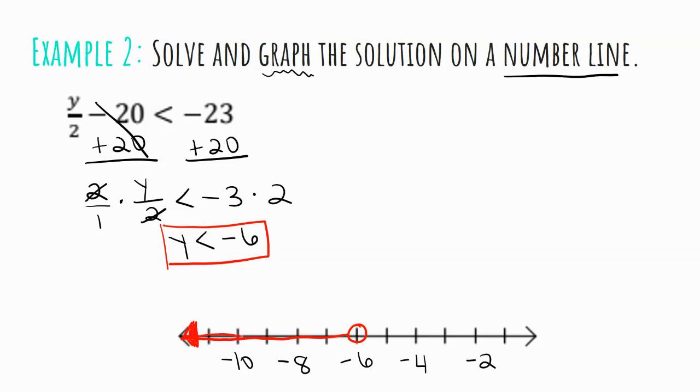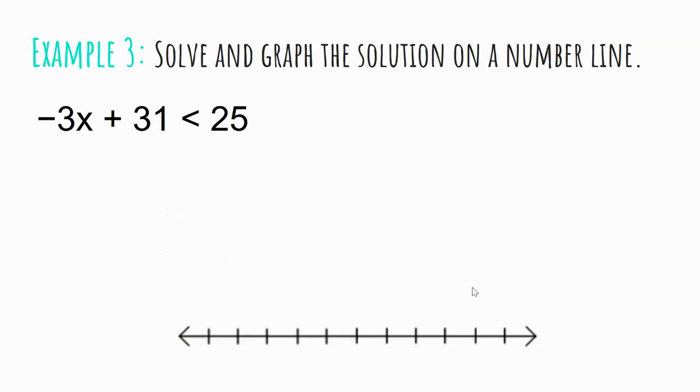So this is what your graph should look like. Once again, you can make it a little bolder if you want, just to make it very clear that y is less than negative 6. All right, let's keep going. Got a few more examples for you.